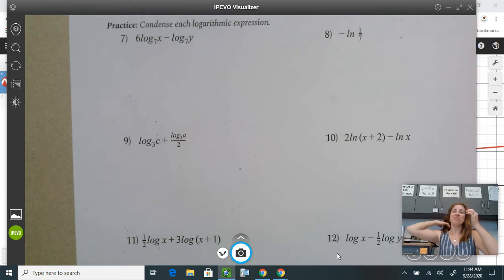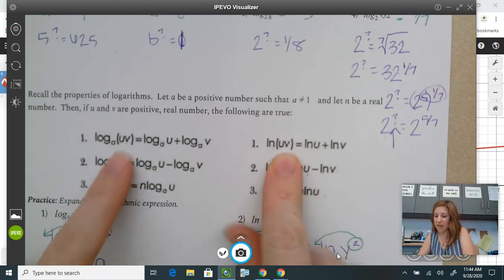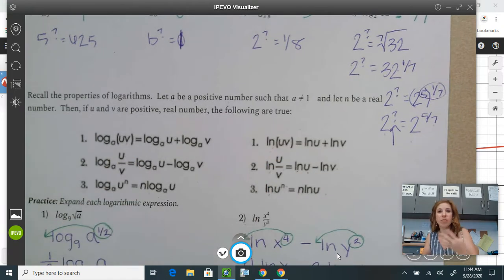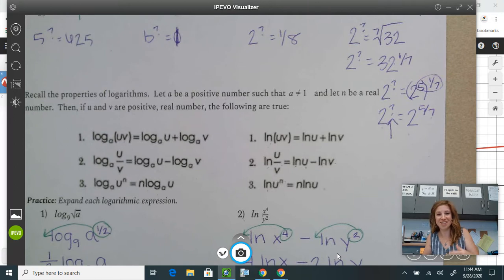We will get there. So while expanding, we worked through asking ourselves, do we have multiplication? If so, yes, expand. Do we have division? If so, yes, expand. Do we have an exponent? If so, yes, expand. We're essentially going to work backwards for condensing.